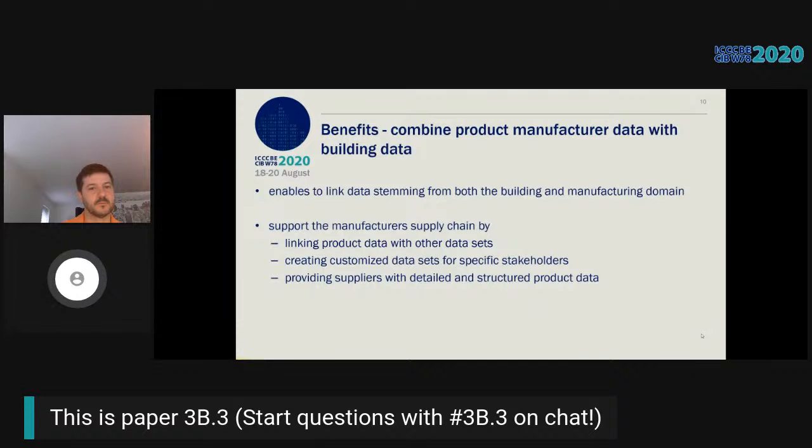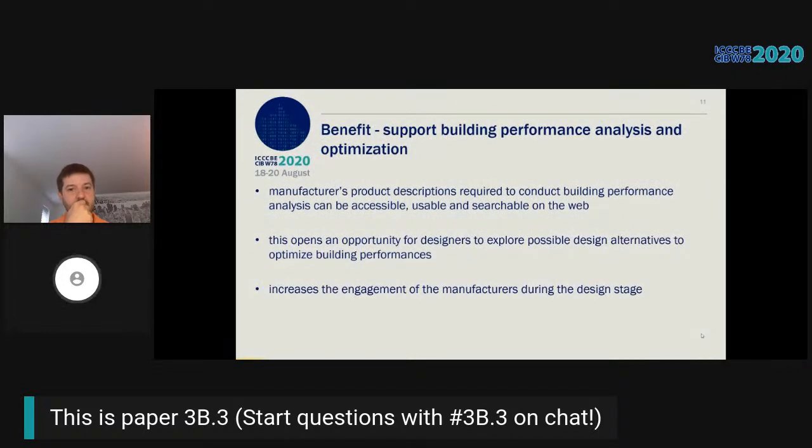The second benefit is to combine product manufacturers' data with building data, which enables linking data that come from both the building and manufacturing domains in a homogeneous view. It also supports the manufacturer supply chain by linking product data with other data sets, creating customized data sets for specific stakeholders, and providing suppliers with detailed structured product data.